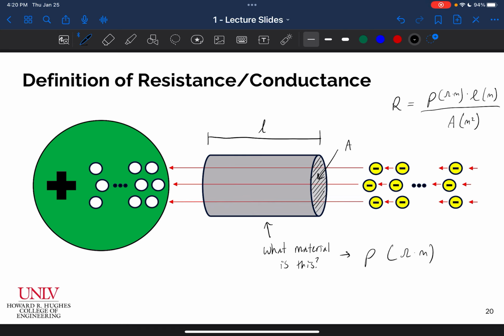And so you can see that my meters and my meters squared cancel, and I'd be left with units of ohms for resistance. Again, we're not typically going to be looking at the length of the conductor. We're going to assume that our wires are ideal and that they have no length. And we're not going to be looking at the area. We're going to assume that they have infinitely large area, which means that they are infinitely conductive.